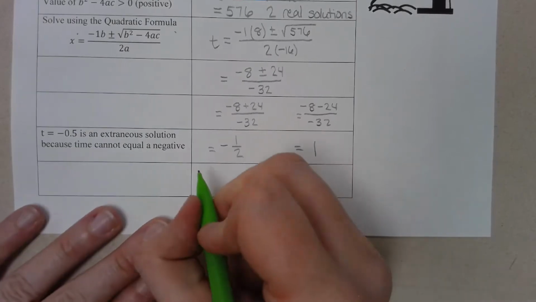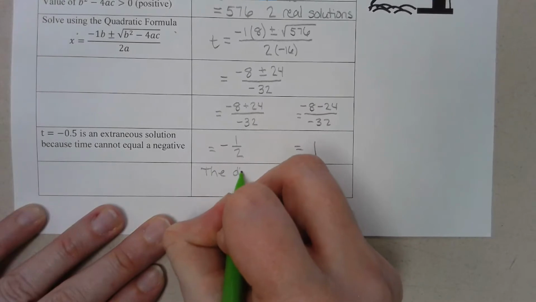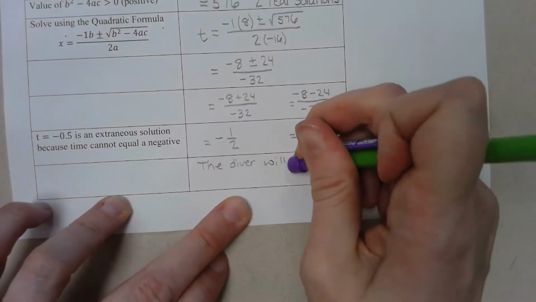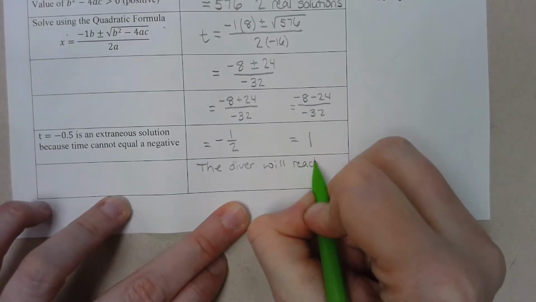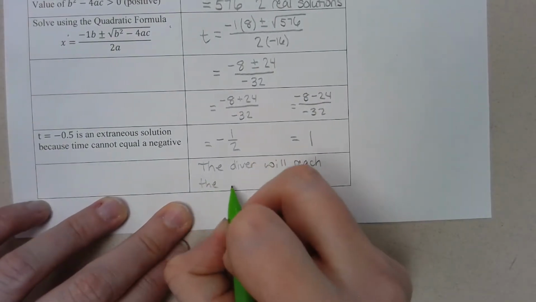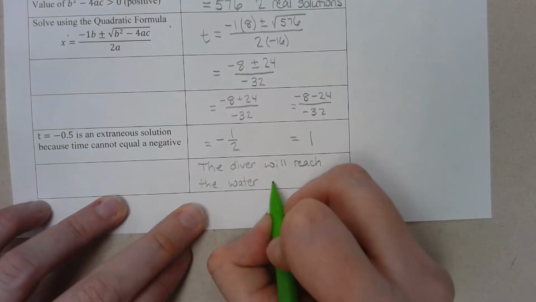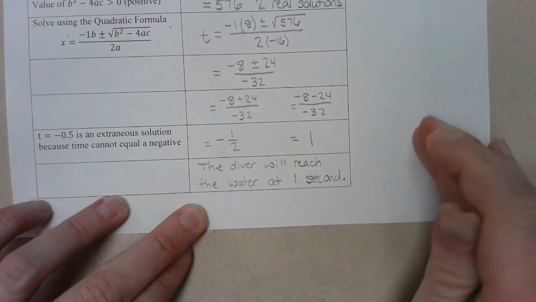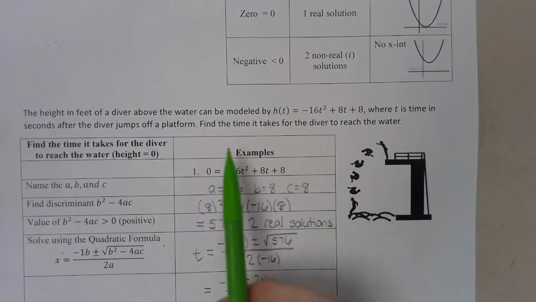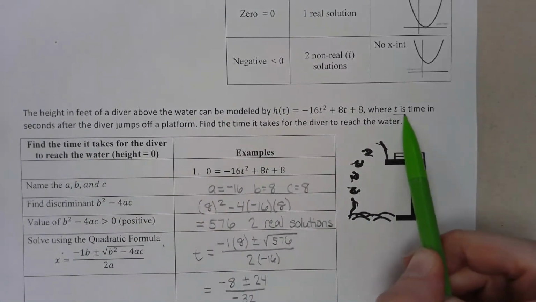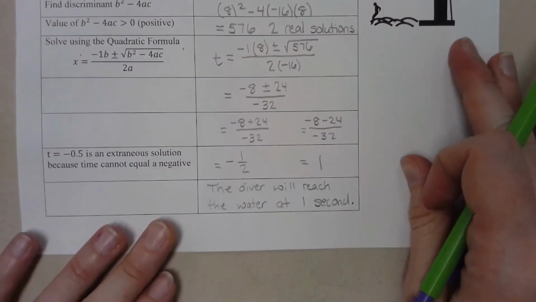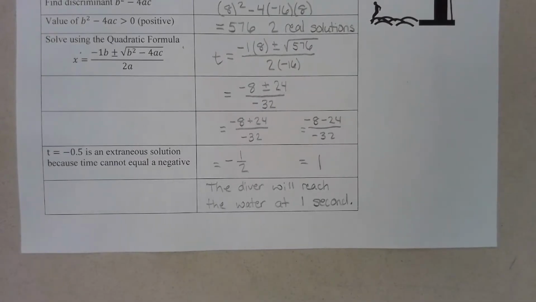So we will say the diver will reach the water at 1 second. And we know it is at 1 second because back in our situation, it told us time is in seconds. So this is how we can use the quadratic formula to solve for those solutions.